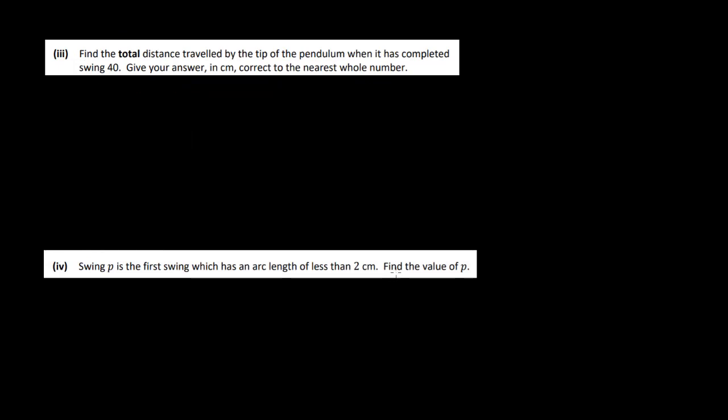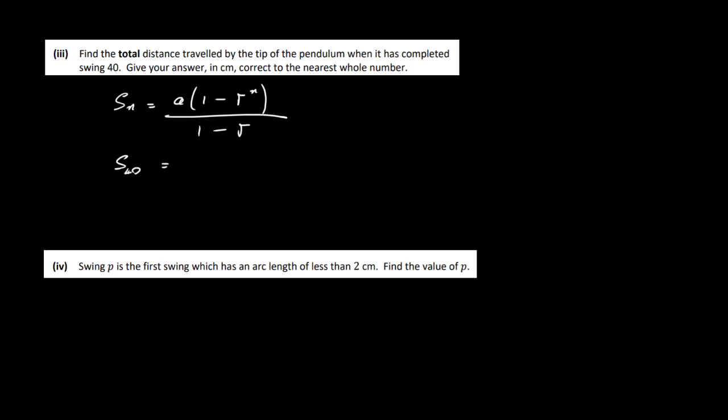Find the total distance traveled by the tip of the pendulum when it has completed swing 40. Give your answer in centimeters correct to the nearest whole number. So what we're looking at here is the sum of a geometric sequence. So our formula is Sn is equal to a times 1 minus r to the power of n, divided by 1 minus r. Now in our particular case we want S40.